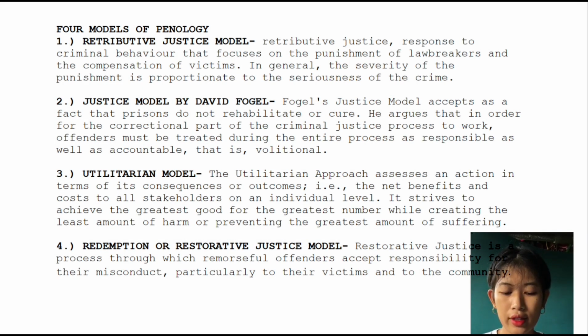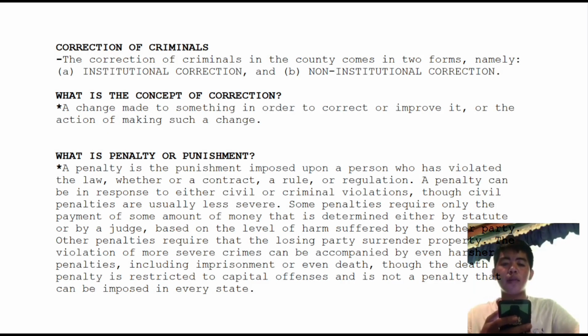Number 4, Redemption or Restorative Justice Model. Restorative justice is a theory of justice that emphasizes repairing the harm caused or revealed by criminal behavior. It is best accomplished through cooperative processes that include all stakeholders. Correction of criminals comes in two forms, namely institutional correction and non-institutional correction.